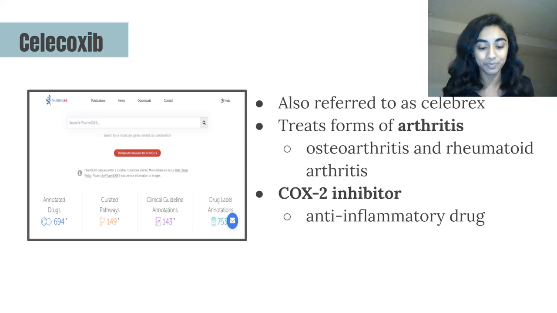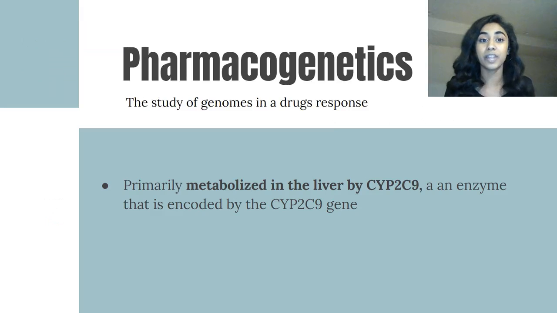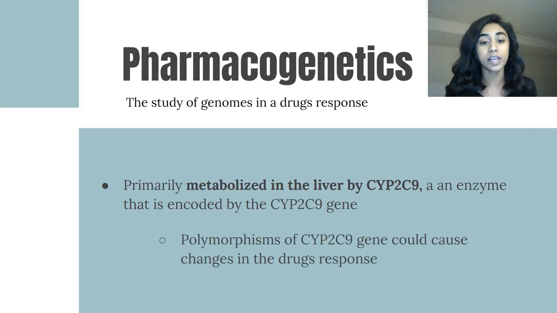Next, the pharmacogenetics, which is the study of genomes in a drug's response, were researched. The main finding was that the drug is primarily metabolized in the liver by the CYP2C9 enzyme. So what exactly does this mean? From this, it was hypothesized that polymorphisms of the CYP2C9 gene could cause changes in the drug's response.